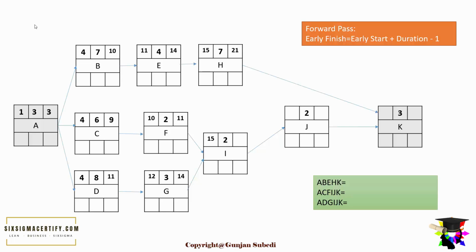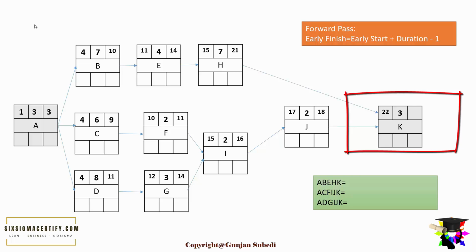And using the formula for the forward pass, 15 plus 7 minus 1 gives us 21, and 15 plus 2 minus 1 gives us 16, which are the early finish of H and I. Now, as we go from I to J, the early start is 17, and early finish is 18, and as we go from J to K, the early start is not 19 here.